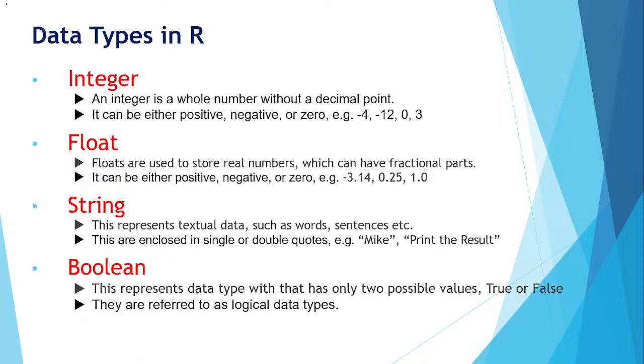We also have other floating points. We have another data type which is called float. They are used to store real numbers which can have fractional parts. It can either be positive or negative as well. It can also be 0, but then it must have some numbers after a dot, like say 0.25, or say 3.14 or -3.14 or 1.0. So those ones are referred to as float points or floating point. Another data type is string.